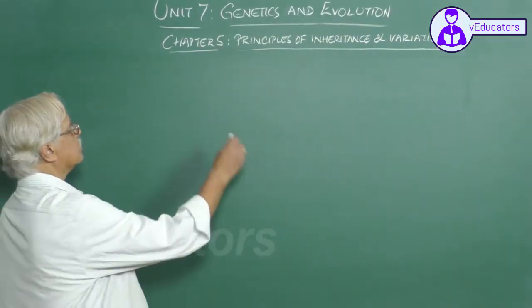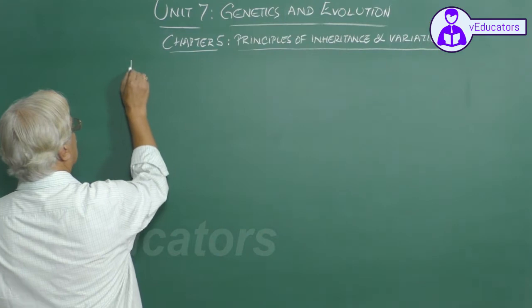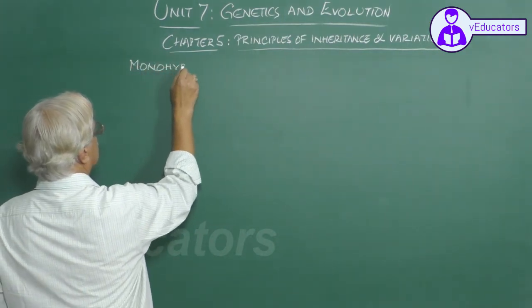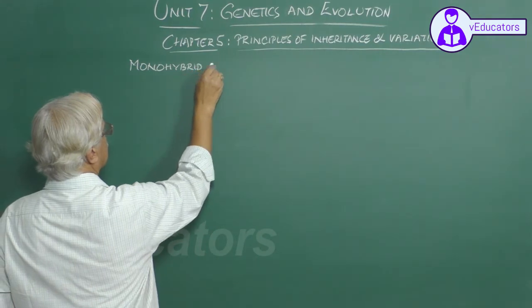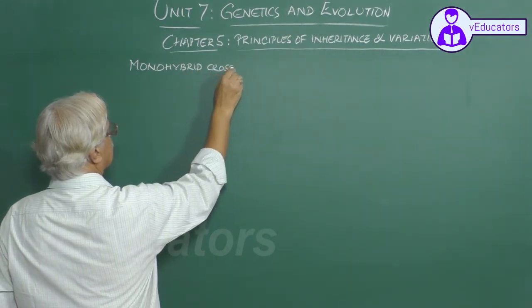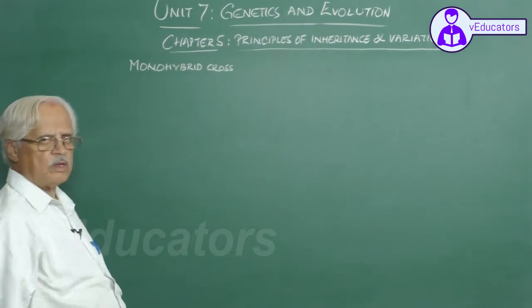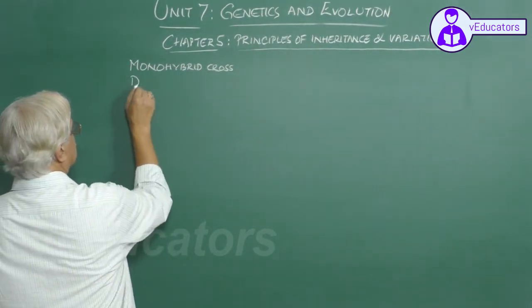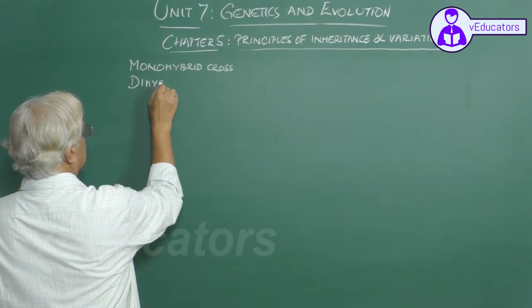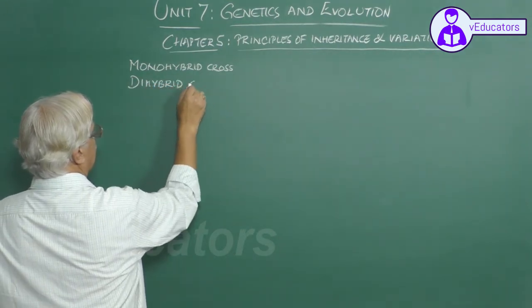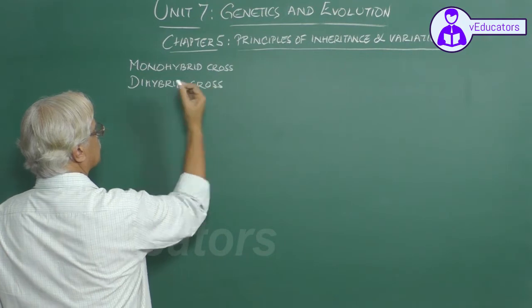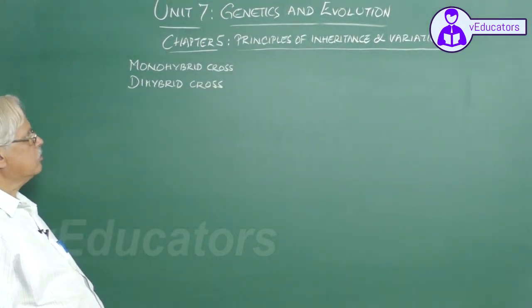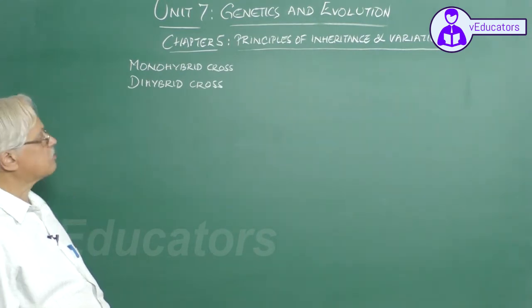We have now seen what is meant by a monohybrid cross. It is a cross involving one pair of contrasting characters. Similarly, a dihybrid cross is a cross involving two pairs of contrasting characters.